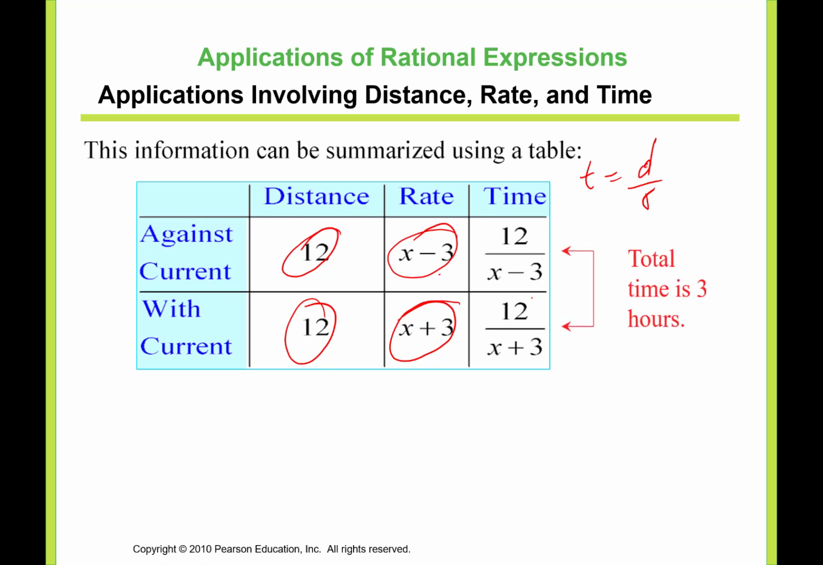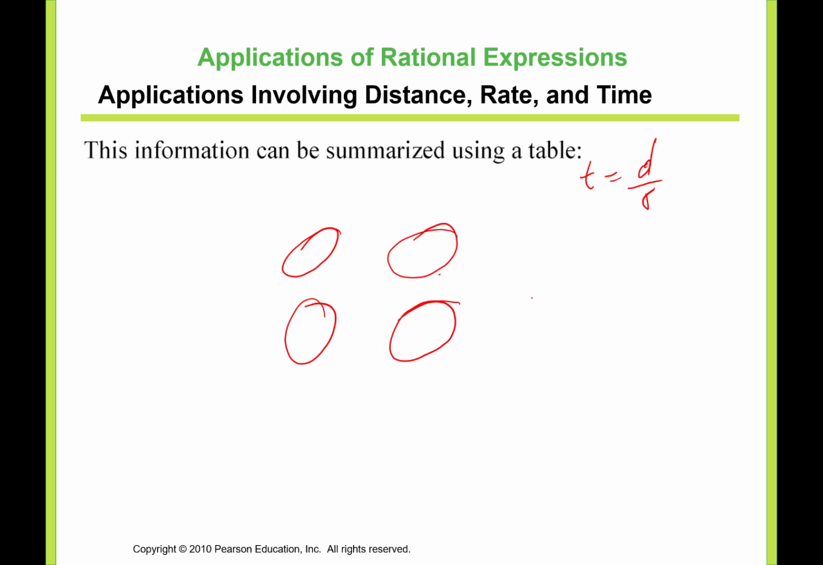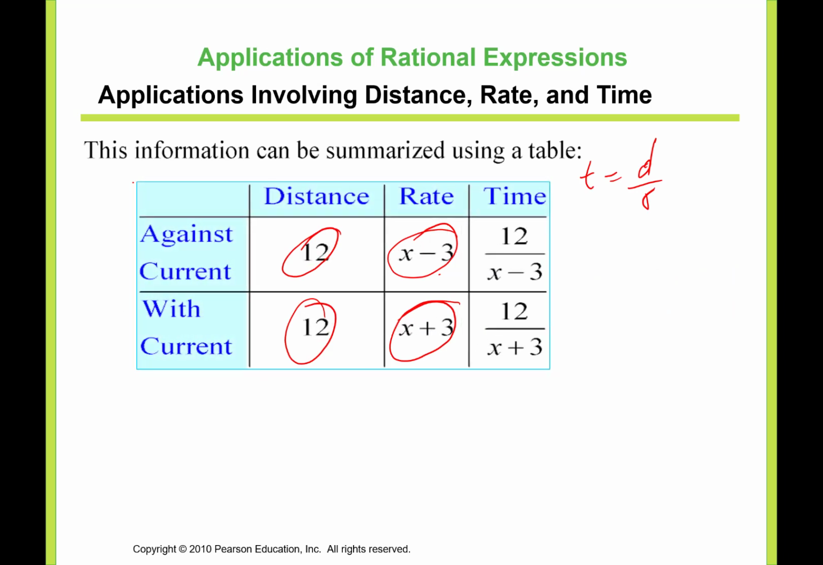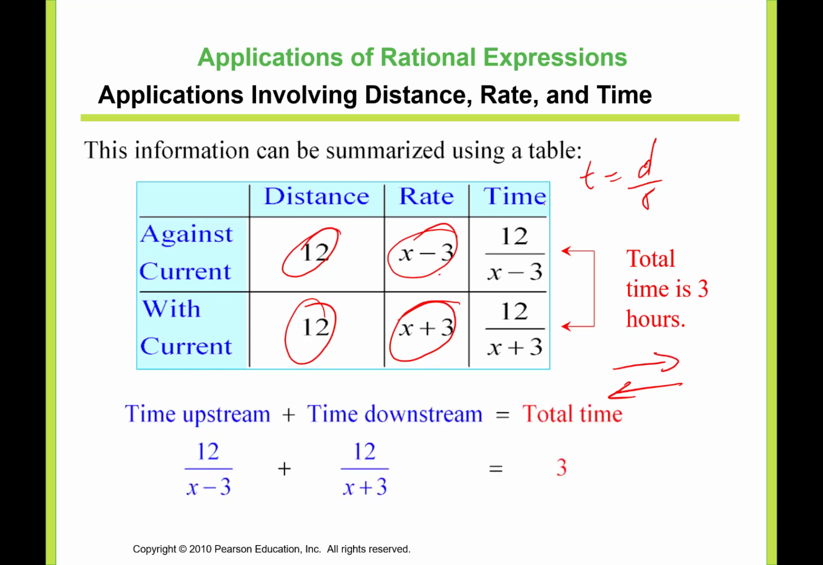With that being our case, we note that the total time is 3 hours, because that was given in the problem. If we back up, the current of the river is 3 miles per hour. It takes about 3 hours to travel upstream and return 12 miles downstream. So that's the total time covered. The total time here is going to be 3 hours going upstream and downstream. So we want to make sure that we're aware of that. Then we simply need to add both of these.